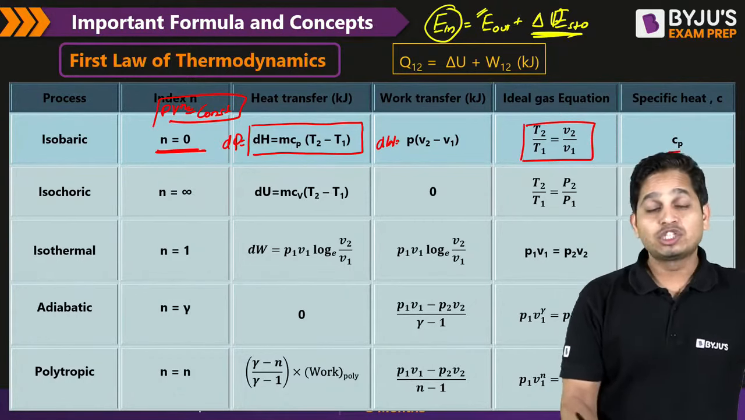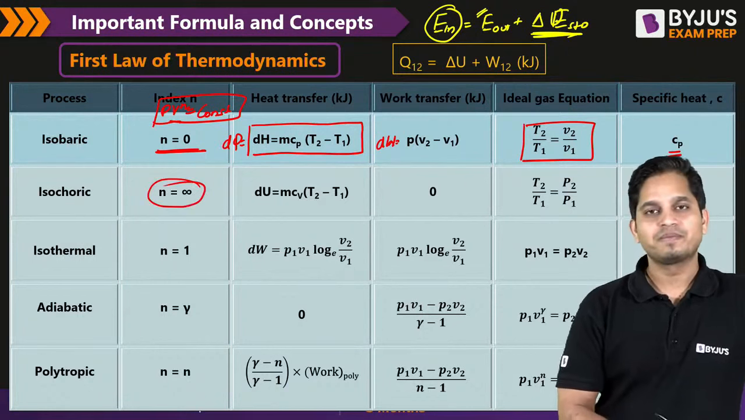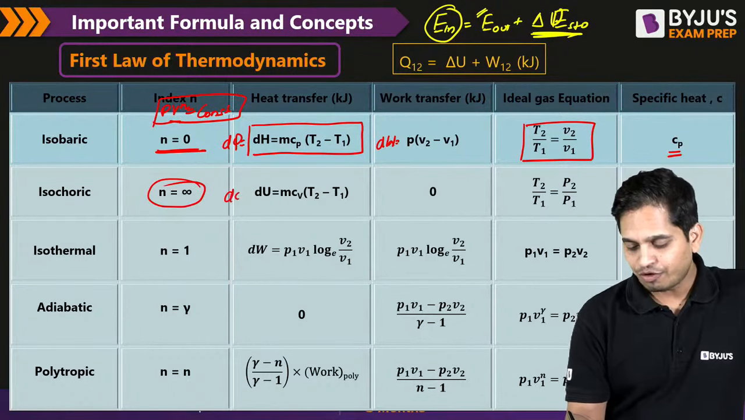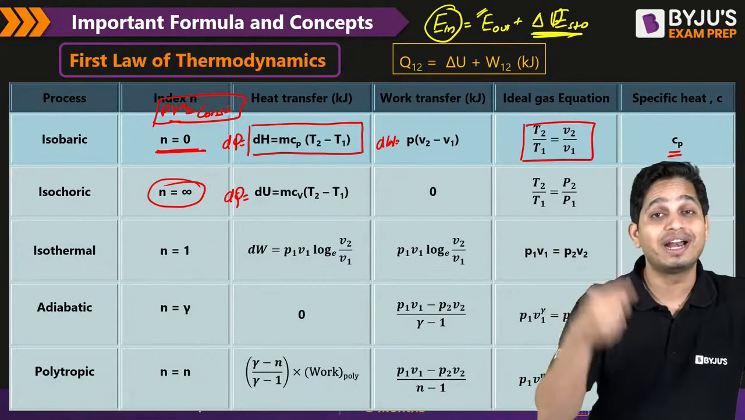Isochoric: here the value of n is infinity. Heat transfer is equal to change in internal energy because work is zero.